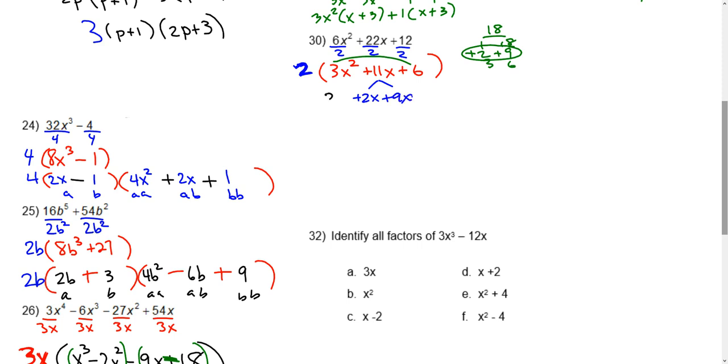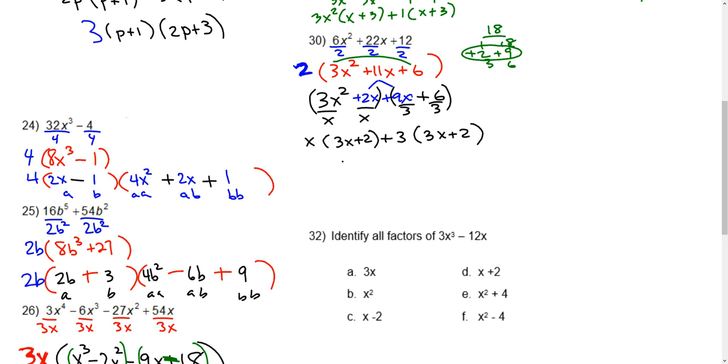Then I bring down the 3x squared. Oh, that's getting sloppy. Hang on a second. 3x squared and plus 6. Grouping. GCF. So we've got x parentheses 3x plus 2. GCF is, what is that, 2? Just kidding, it's 3. So then we got the plus 3, 3x plus 2.